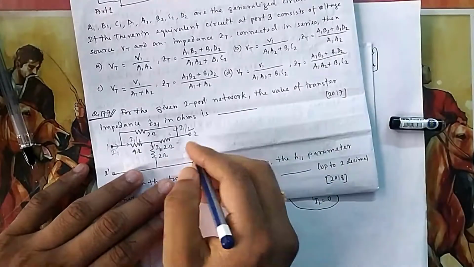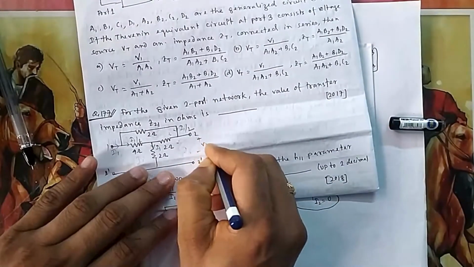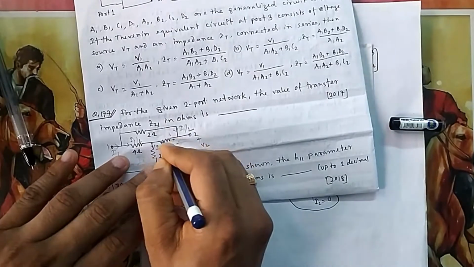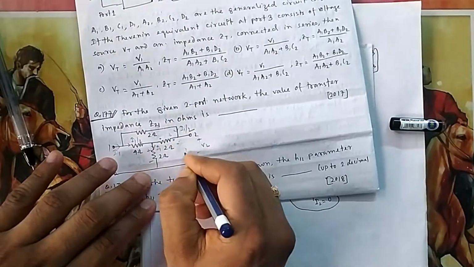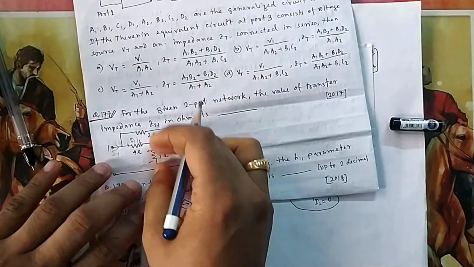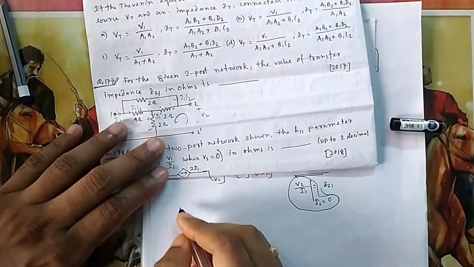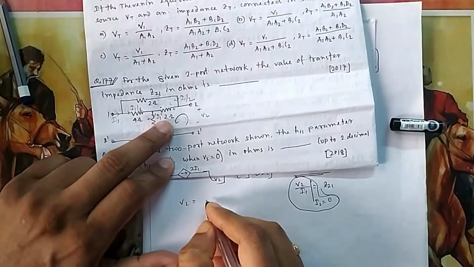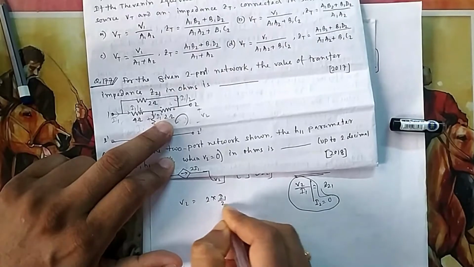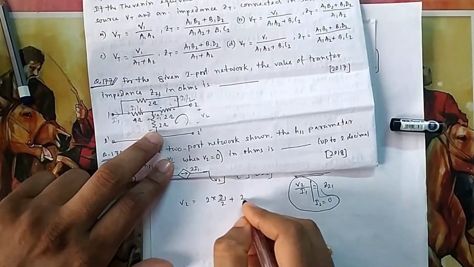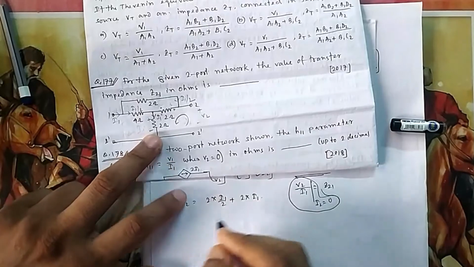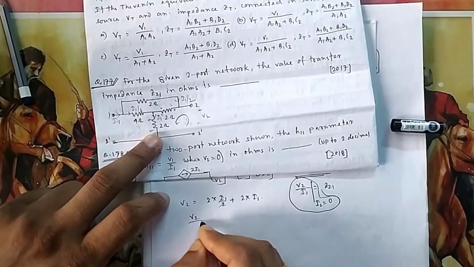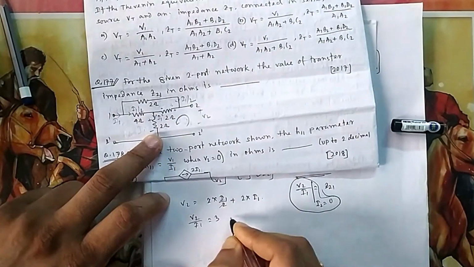So what will be your V2? This is my V2. If you take KVL, this is equal to this plus this. So you can easily calculate your V2 will be equal to 2 into I1 by 2 plus 2 into I1. So V2 by I1 will be equal to 3. So that is the answer.